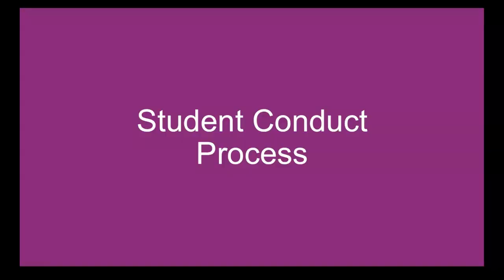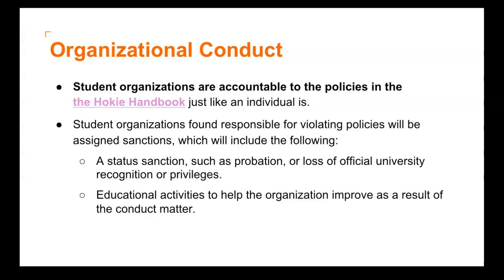The second accountability measure is the student conduct process, specifically organizational conduct. Student organizations are held accountable to the policies in the Hokie Handbook just like an individual is. During the student conduct process, if a student organization is found responsible for violating a policy in the Hokie Handbook, the student will be assigned a status sanction and educational activities.